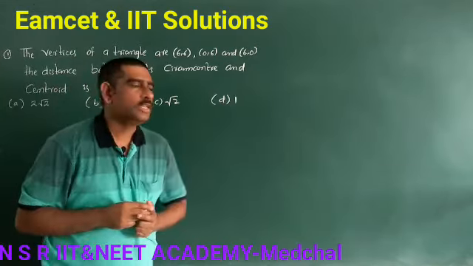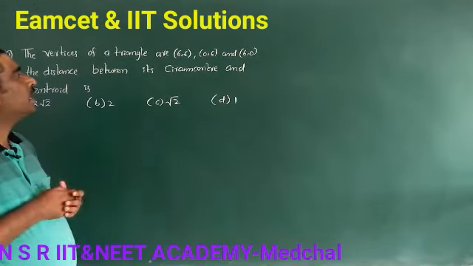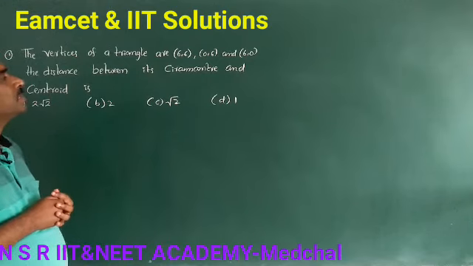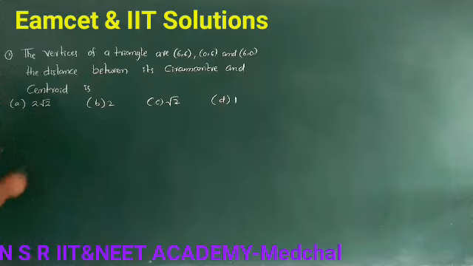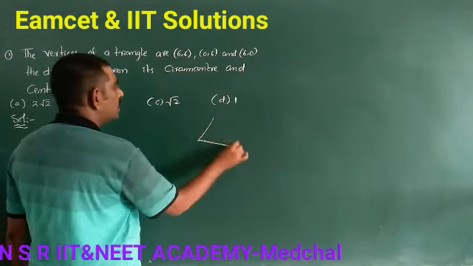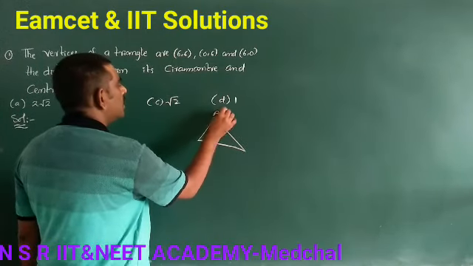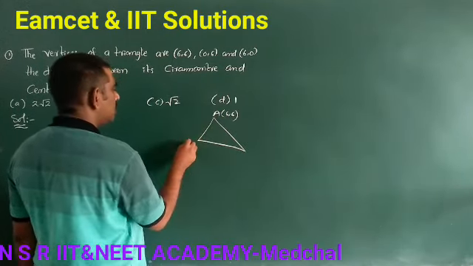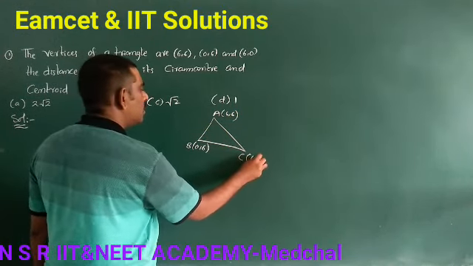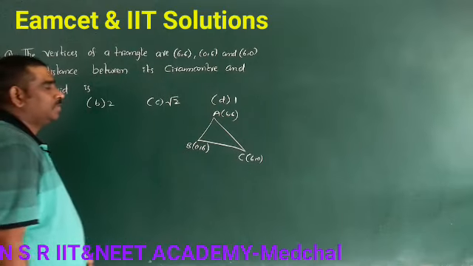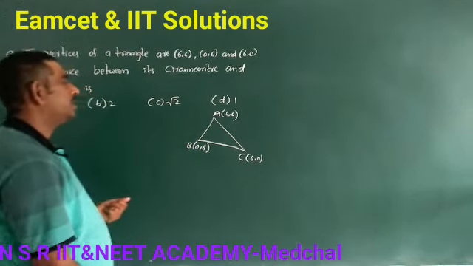So, next question: the vertices of a triangle are (6, 6), (0, 6) and (6, 0). Find the distance between its circumcenter and centroid. Given the vertices of triangle ABC, A is (6, 6), B is (0, 6) and C is (6, 0). First, find the distances of AB, BC and AC.